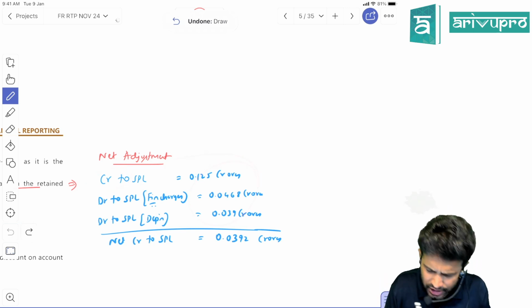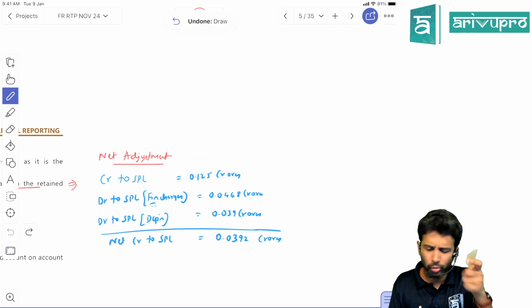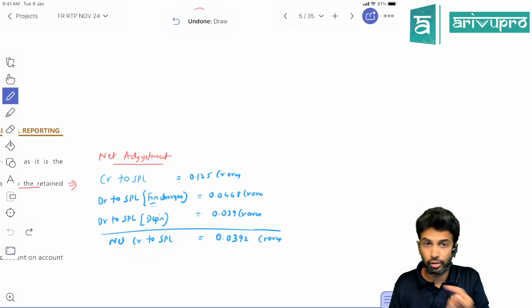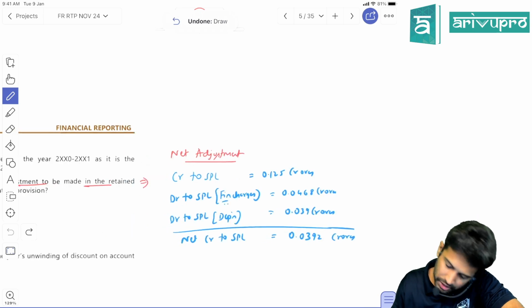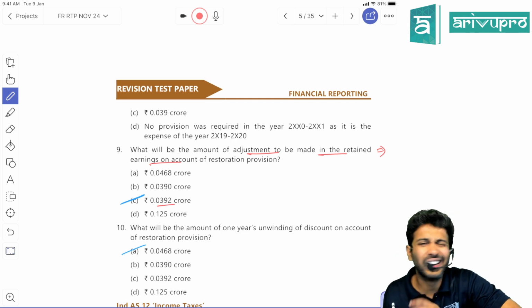So netting of these two, you will get what, sir? 0.0392 crore. So it looks like the credit is more. Hence the net credit you'll have to give to SPL is 0.0392. That is the net adjustment they've asked. And which option has 0.0392? Option number C. So that is the right answer over here.